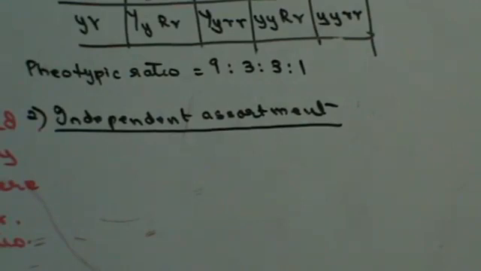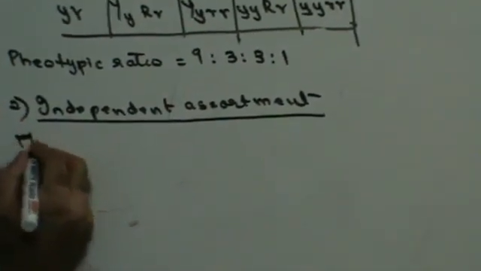Now, what is independent assortment? Mendel's third law of inheritance is called the law of independent assortment. It states that when two homozygous organisms differing in two or more pairs of contrasting characters are crossed, then the inheritance of one pair of contrasting characters will be independent of another pair. Which yellow will combine will not depend upon which round gamete is combining. Right? So if you have two or more characters, each character is going to be independent of each other. That is your Mendel's third law of inheritance.